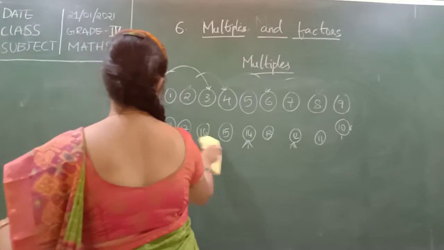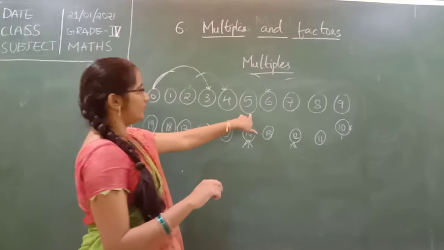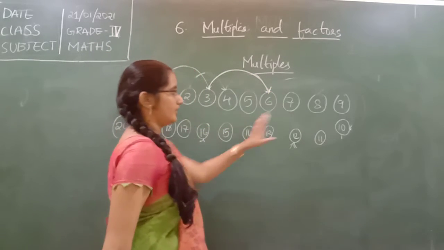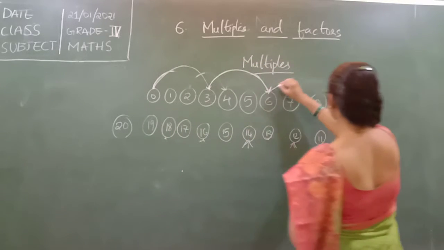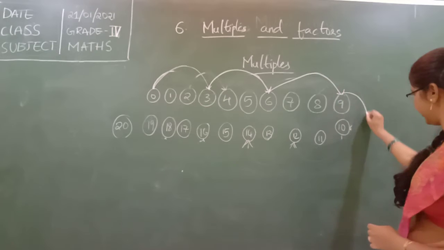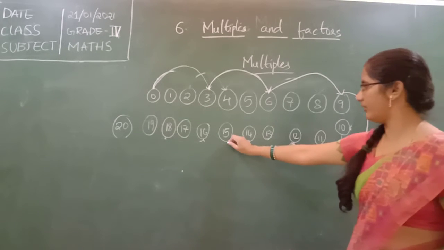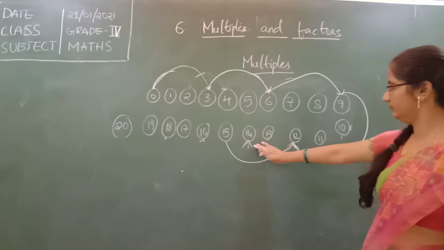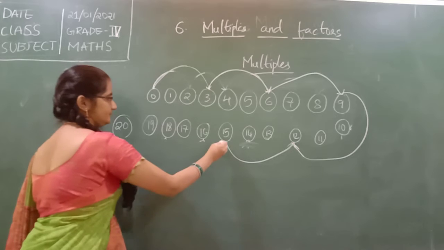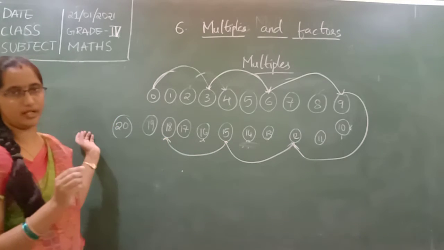We'll see the rabbit one. 1, 2, 3. The rabbit jumps on 6. Again 3: 1, 2, 3. Again 3: 1, 2, 3, 15. Again 1, 2, 3. There is no number there in the jump.